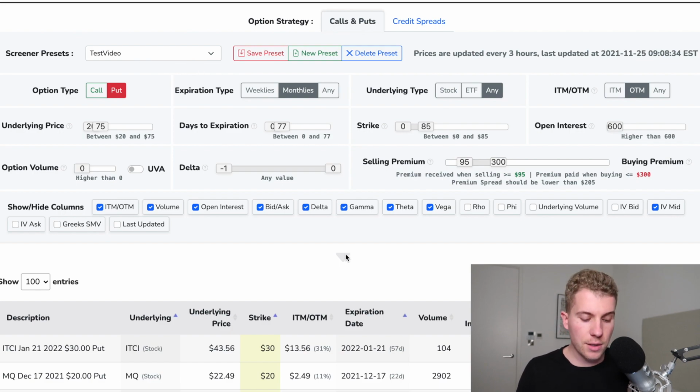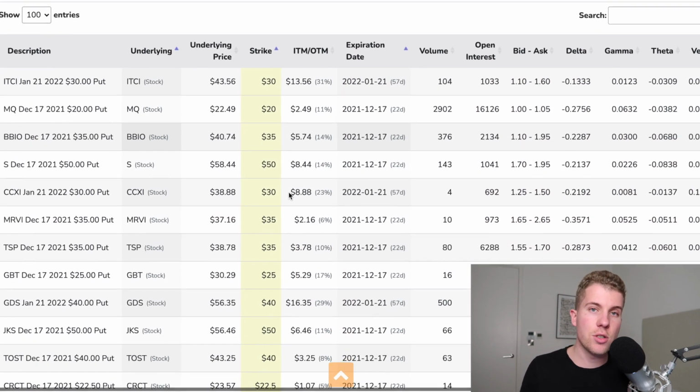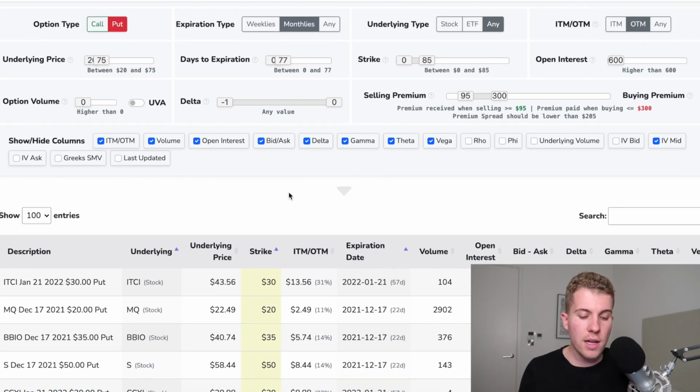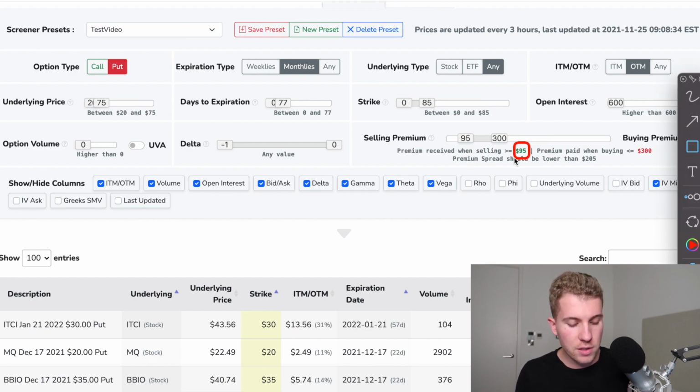If we go down and start looking at the results, we see all the results from the different filters. So you see that there is a lot of things. It shows all the different options that match all the filters that we've put. For example, the premium is going to be $95 minimum as we decided before. It's only going to show monthly expirations, only puts, only underlyings that are between $20 and $75 with an open interest of minimum 600. So it's liquid.